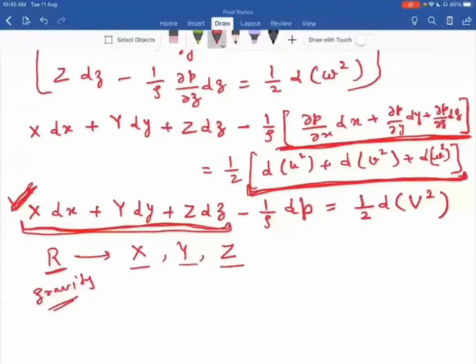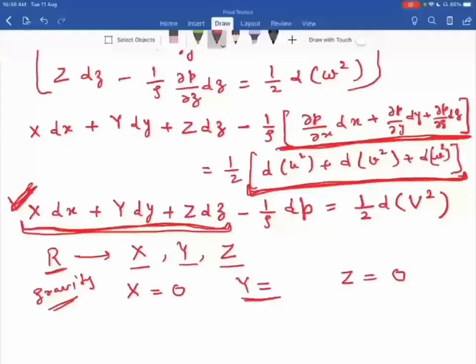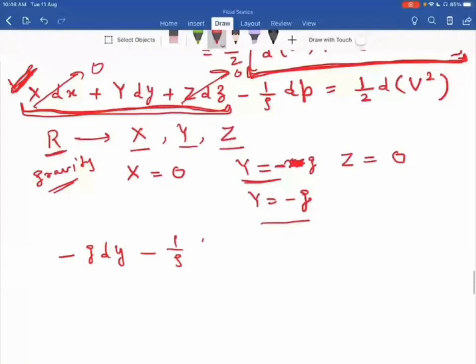this is only due to gravity. Now what are the values of x, y, z? क्या होंगी अब? Okay, then x is equal to, y is equal to and z is equal to. If R is only due to gravity, x component is 0, z component is 0. Okay, weight is only along y axis. The value of weight is mg, density into volume into g. It acts in the downward direction, so I put it with a negative sign. Minus. ठीक है, और y जो है that is only the body force per unit mass, तो यहाँ mass की टर्म नहीं आएगी. Yes, so that means y is only minus g. dy minus 1 by rho dp is equal to 1 by 2 dv square.